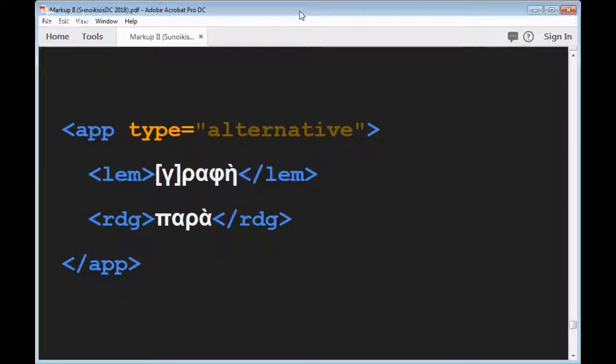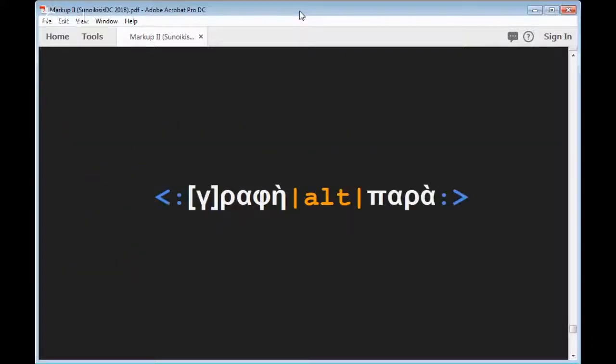In Leiden Plus, we use exactly the same construction, just a slightly different syntax. And we say, there's the blue angle bracket colon to tell us this is an apparatus entry. You have the alt in the middle surrounded by vertical pipes to say that this is an alternative reading as opposed to an editorial correction. And on the left is the lemma, graphe, and on the right is the other reading, para. Okay, and this again is a model you can just copy from, or something you can get from the helper that Lucia showed you earlier.